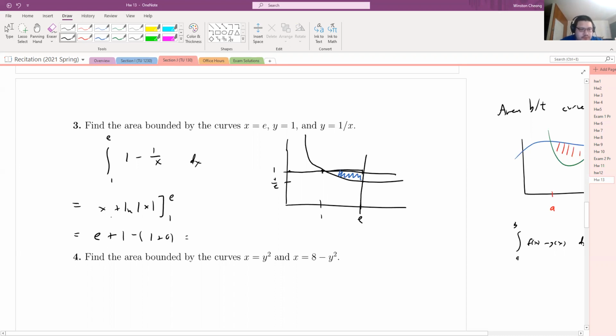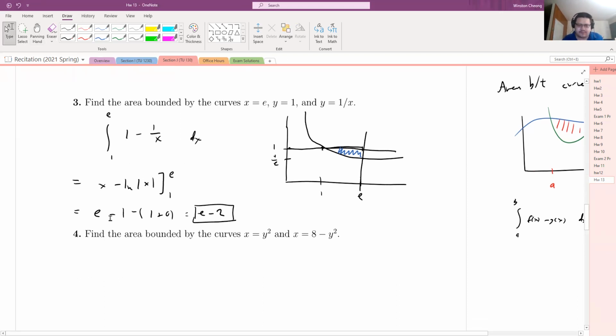Okay, so you end up with, wait a sec, something. Oh, this is a minus, which is why this is a minus. So you end up with e minus 2. Okay, so that's pretty straightforward. Number 4.